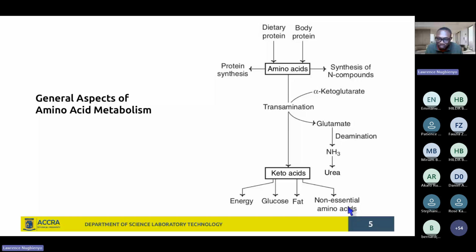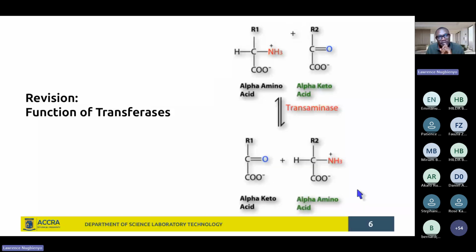Now, going back to the reaction we saw when we were referring to transferases. What did we see? So we saw an amino acid. So we are looking at an amino acid. We call it alpha amino acid 1. And then we have an alpha keto acid. Now pay attention to the side chains, R1. And then there is R2 for the alpha keto acid. And see what is happening.